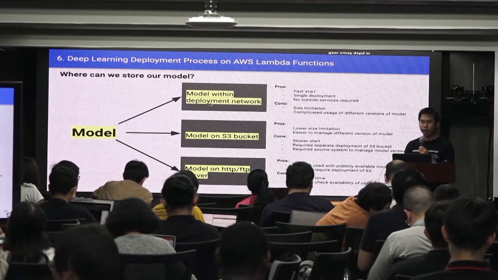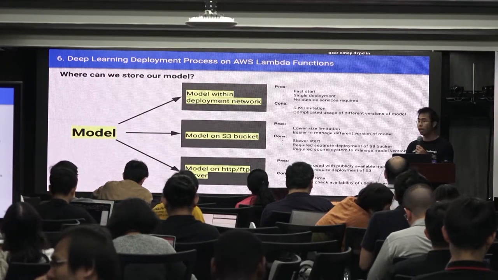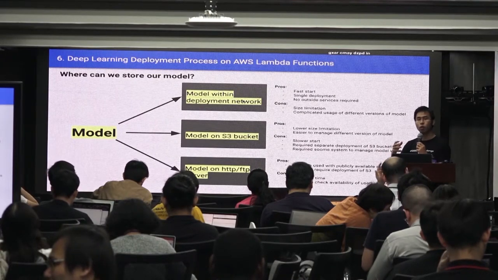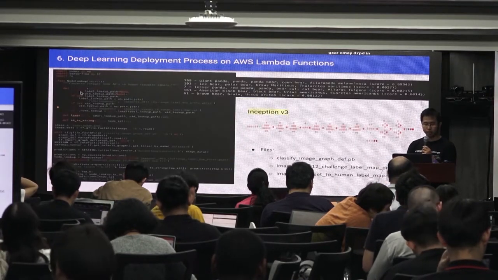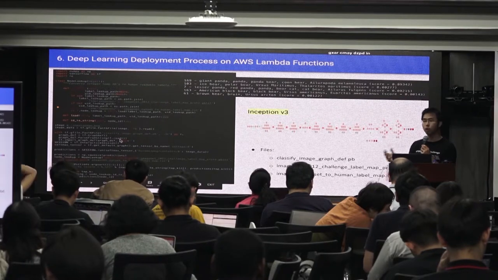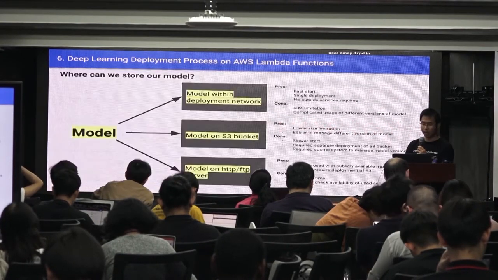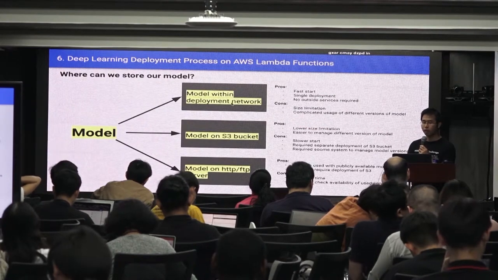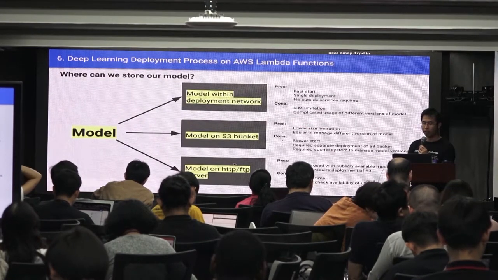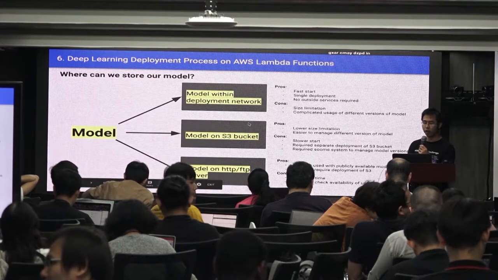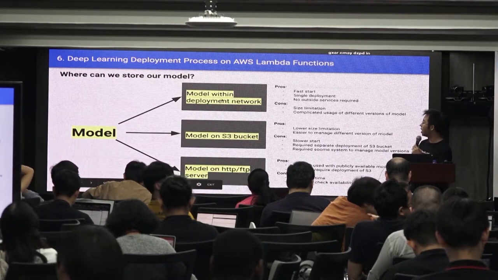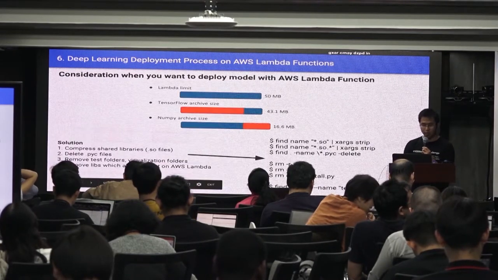If you look at speed, when you do inference you have to load your graph and your weights, right? It takes time. So FTP is going to be the slowest. If you keep it on the deployment network, on Lambda, it's going to be the fastest, okay?